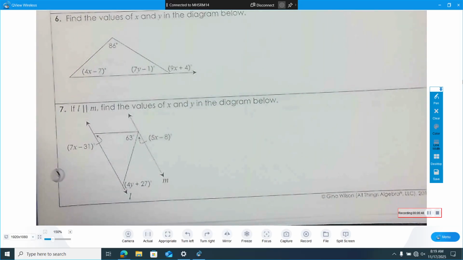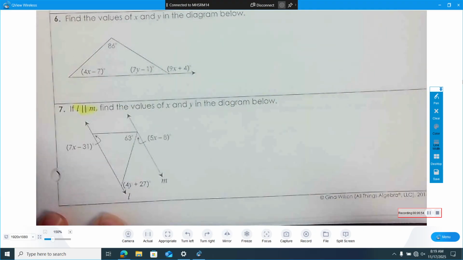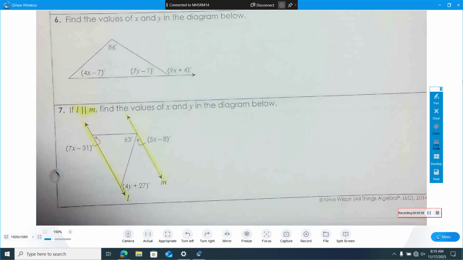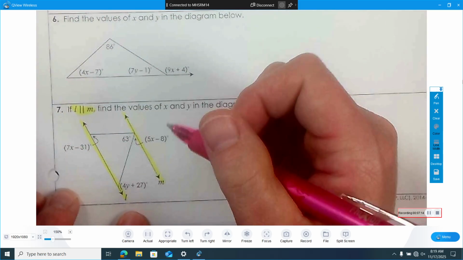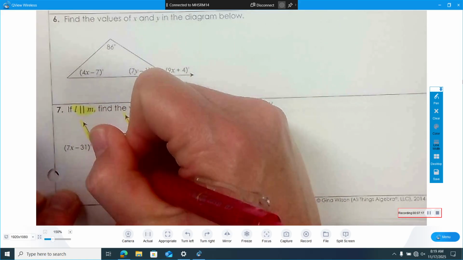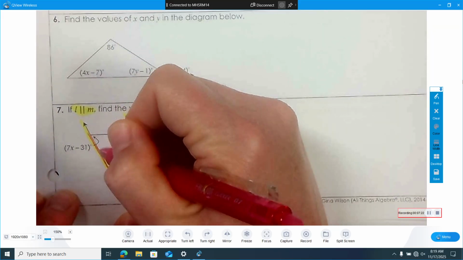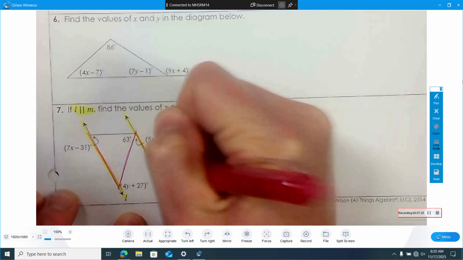All right, let's go down to number 7, because you know I love when we talk parallel lines. Line L is parallel to line M. What do we have to look for when we have those parallel lines? The Z shape, yeah. Do we have one of those? Okay, well, let's see. I sort of see a Z right here. Parallel line, transversal, parallel line.